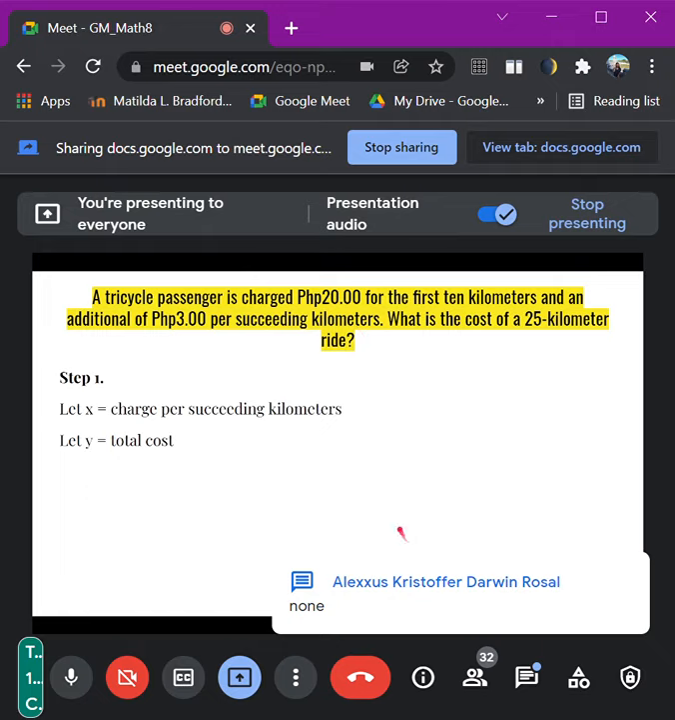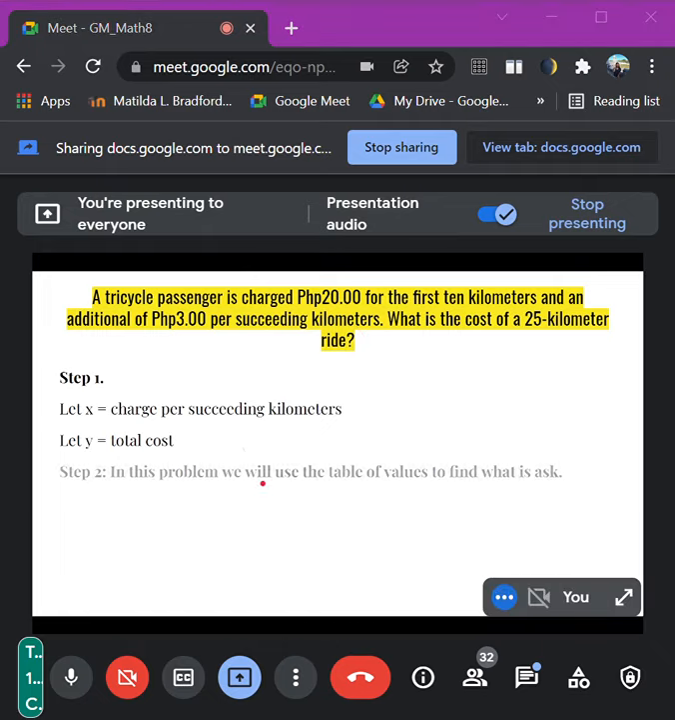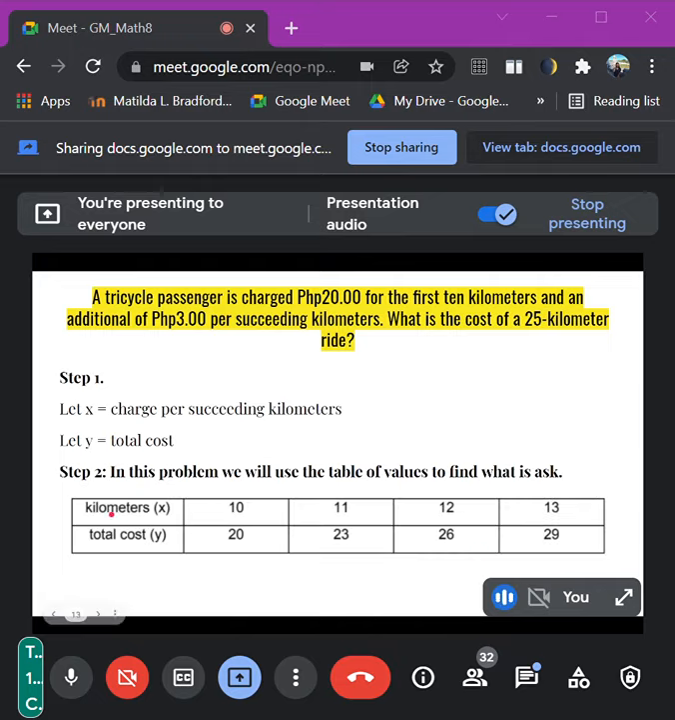Okay? Now, for our step 2 class. So, in this problem, we will try to use a table of values. So, pwede ta mag-use og table of values, because table of values class is one of the easiest ways to visualize your problem. Like, we have here, for example, kilometers, that is 10. So, yung total cost kay 20.